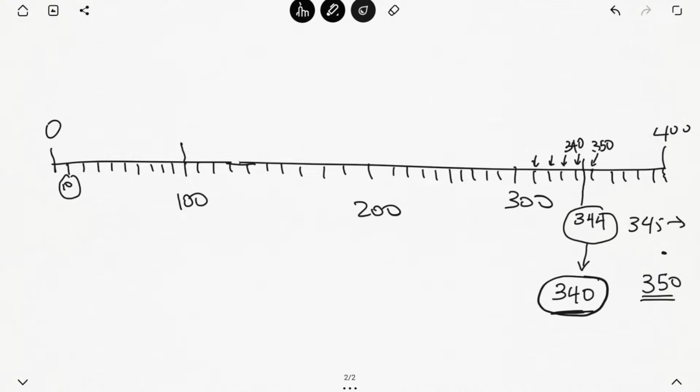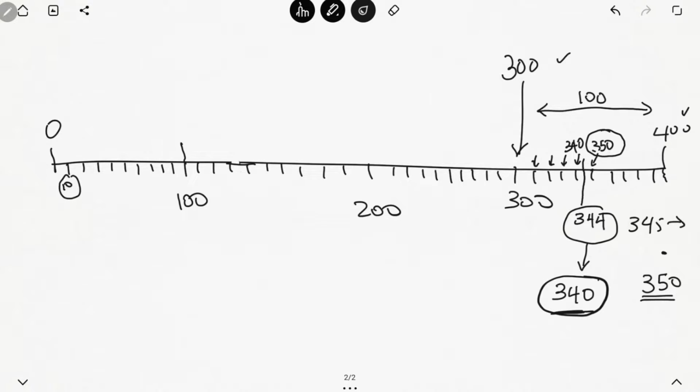It means that in this case, you're not considering the 10s anymore. You're not considering 340 and 350. Instead, you're considering, is 344 closer to 300 or is it closer to 400? How will you know? You have to tell yourself that between 300 and 400, there are a total of 100 units, and half of 100 would be 50. So the halfway point between 300 and 400 would be 350.